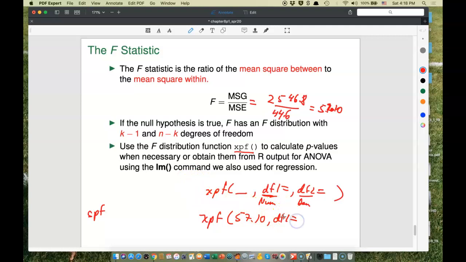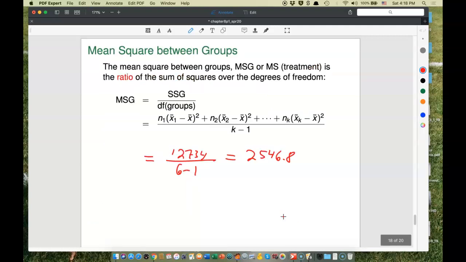df1 equals, so our degrees of freedom was 5 for the top.